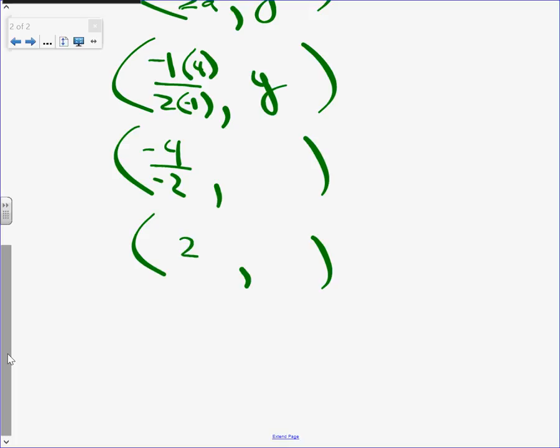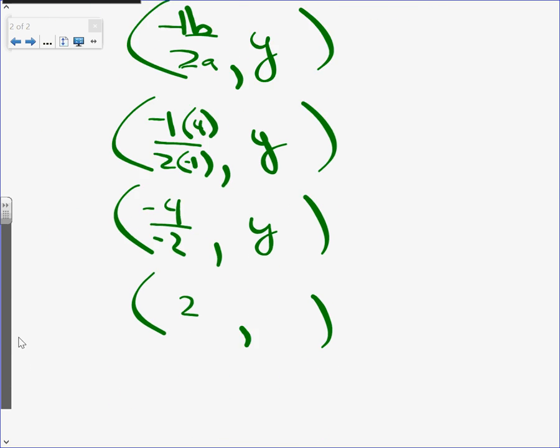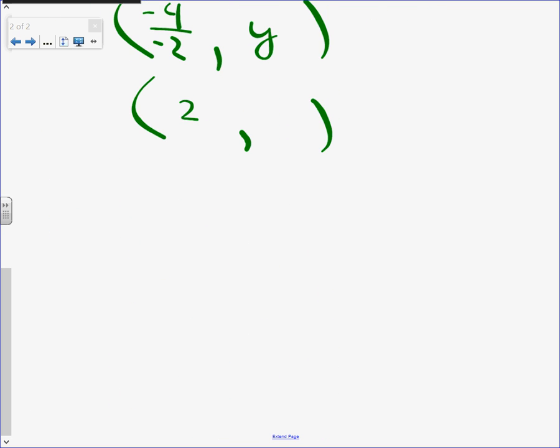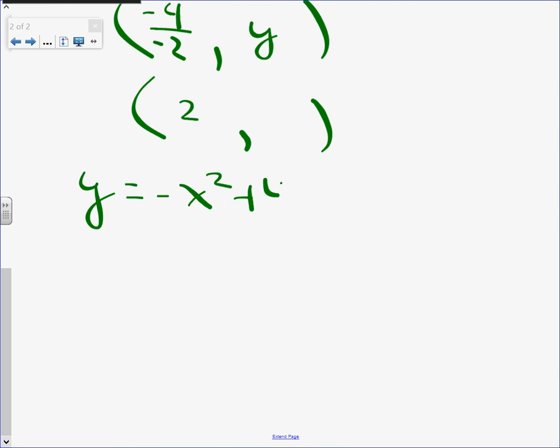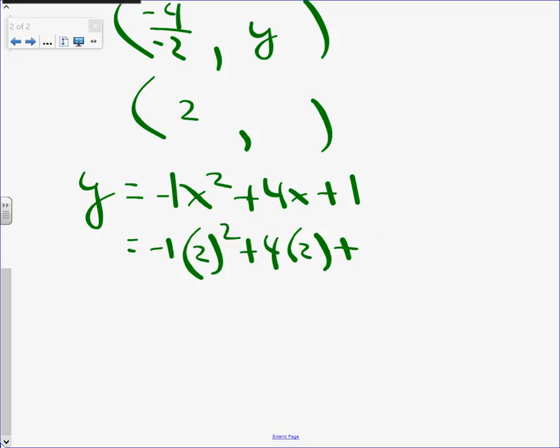Now let's figure out our y. We're still on step 3, so let me write the equation down. Y is -x squared plus 4x plus 1. So this really means -1 times 2 squared plus 4 times 2 plus 1.